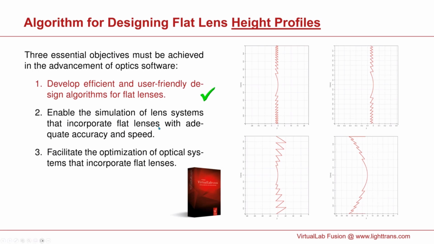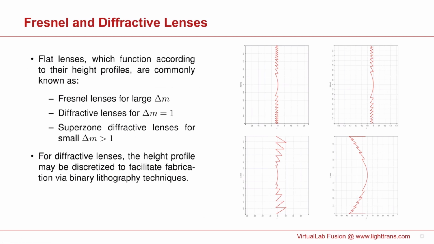I'd like to mention that flat lenses which function according to their height profiles are commonly known as Fresnel lenses for large delta m's, diffractive lenses for delta m equal 1, and super zone diffractive lenses for small delta m but larger than 1. In particular, for diffractive lenses, the height profile may be discretized to facilitate fabrication via binary lithography techniques. That's the reason why these are sometimes also called binary optics. That was very much in the beginning, in the 80s, the reason to call it binary optics.